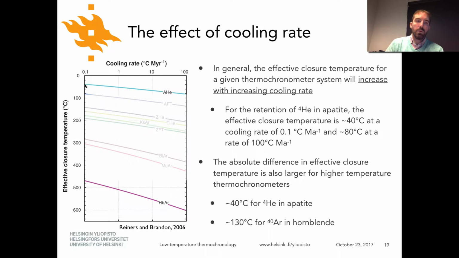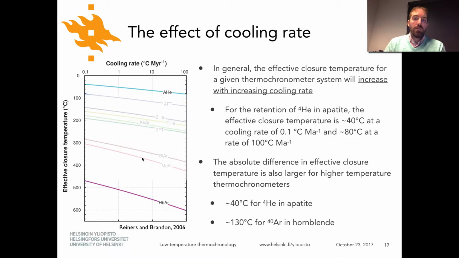So you can see it's quite low temperature. Maybe 40 degrees C is a bit on the low end for very slow cooling, but it goes up almost by a factor of 2 for very rapid cooling. And the difference between this minimum and maximum temperature is larger as you go to higher temperature systems. So for argon in hornblende, you'd start at maybe 470 degrees for very slow cooling, and you get to 600 degrees at the upper end for very rapid cooling.